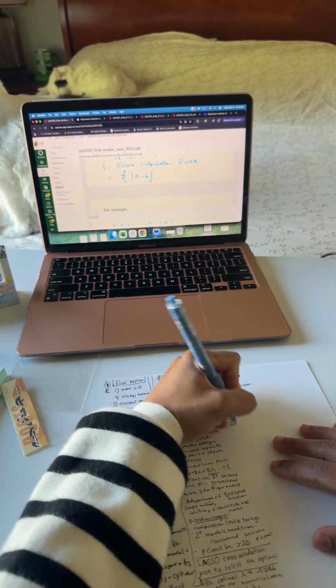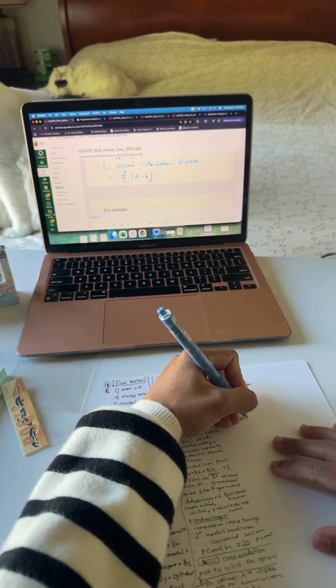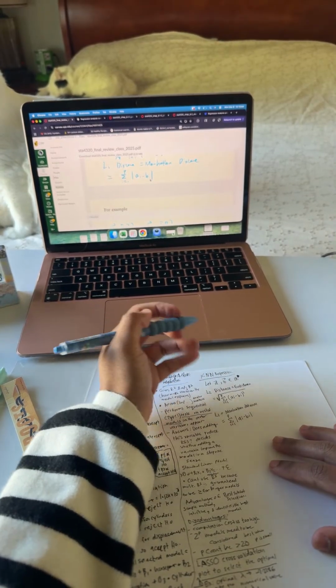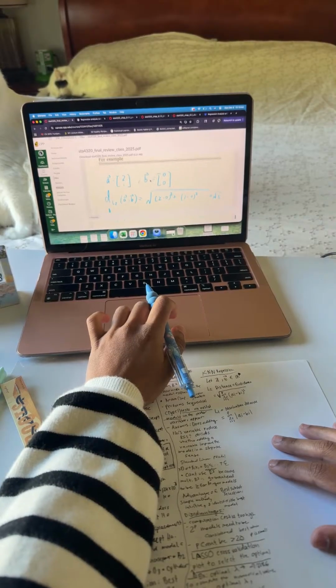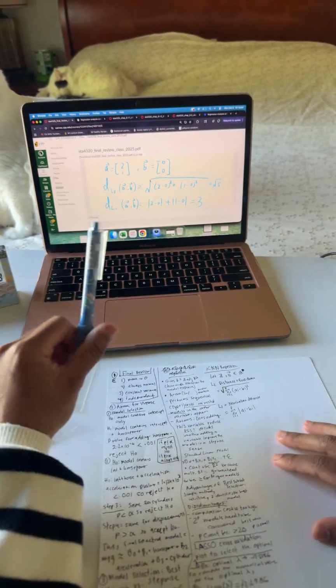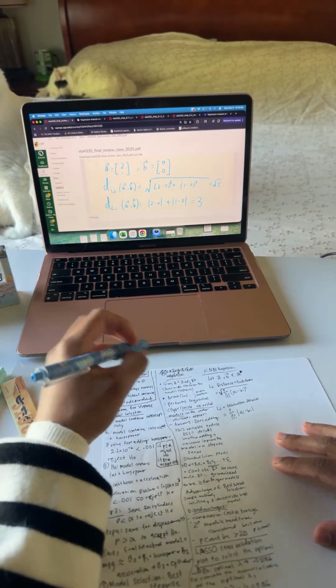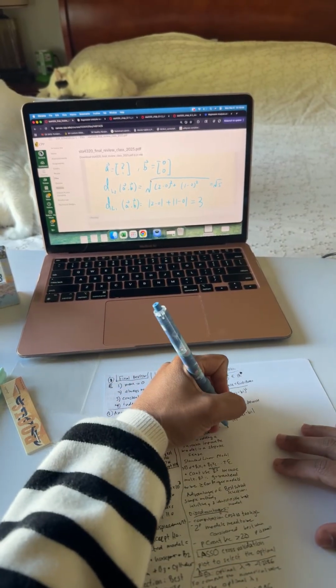i equals 1. I forgot the other thing. Probably trigonometry. I don't know, that's just my guess.